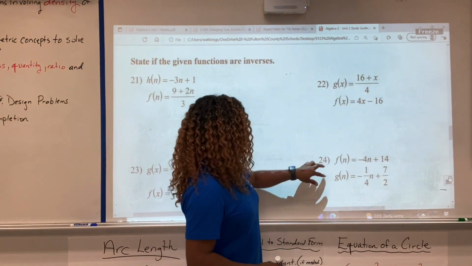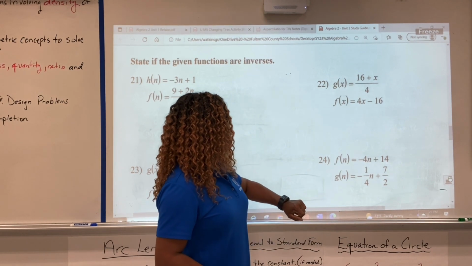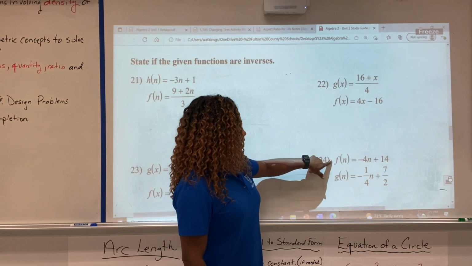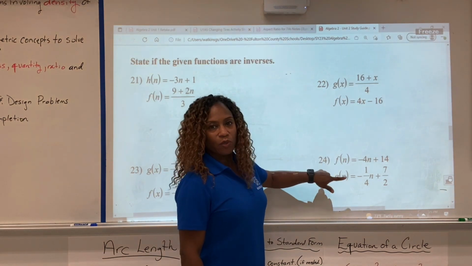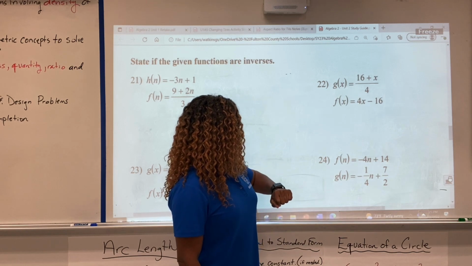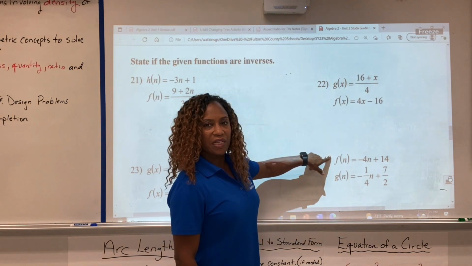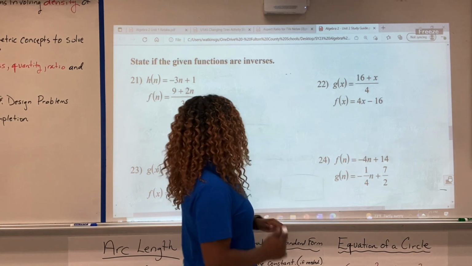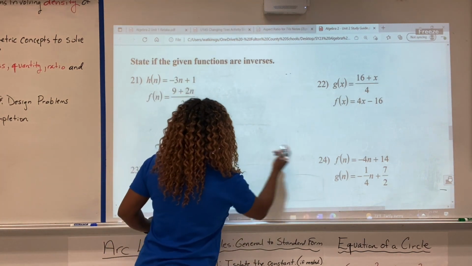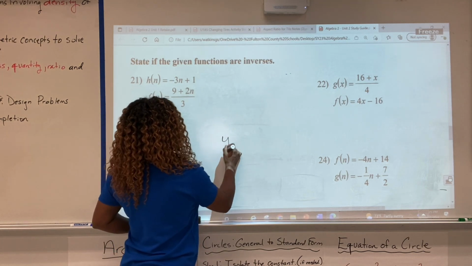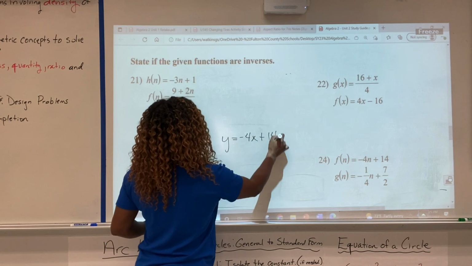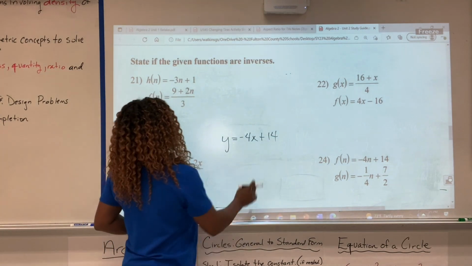Again, let's see if these two are inverses of each other. So it doesn't matter which one we do, we can take this one, find the inverse, see if it matches that one or vice versa. So in this case, let's do this one. Let's find the inverse of this one and see if it matches that. So I'm going to put it over here, and I'm just going to rewrite number 24. This is something we're familiar with, y equals negative 4x plus 14. It's the same problem, I just used different variables, different notations.